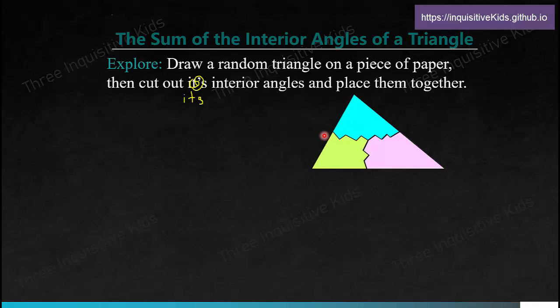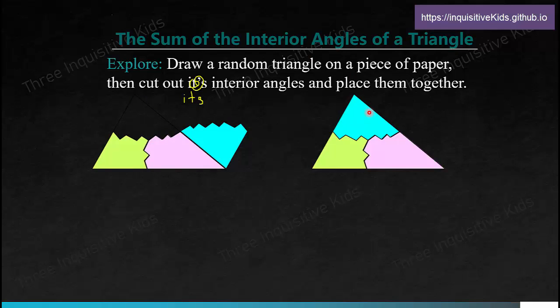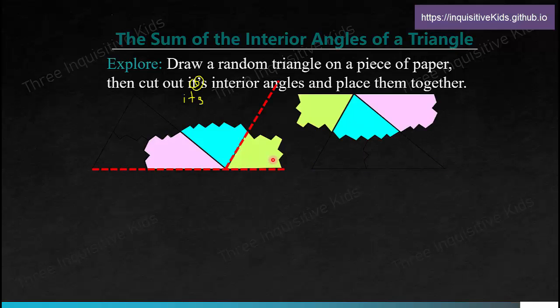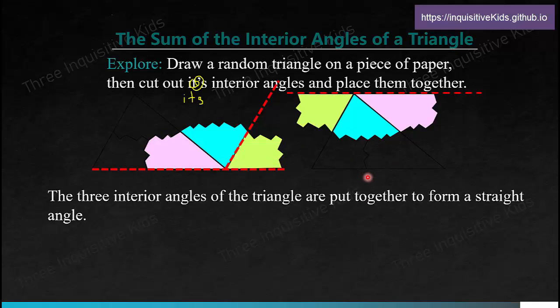So on a sheet of paper, you're going to draw a random triangle, any triangle. Then you're going to cut out its interior angles. You don't have to keep the whole triangle, just cut out its angles so that you have each full angle. Then place them next to each other so you can see the angles placed together add up exactly to a straight angle, 180 degrees. Place them any other way, it's always 180 degrees. The three interior angles of the triangle are put together to form a straight angle.